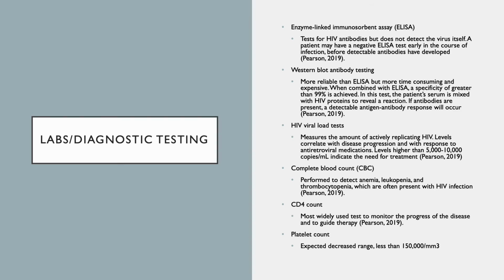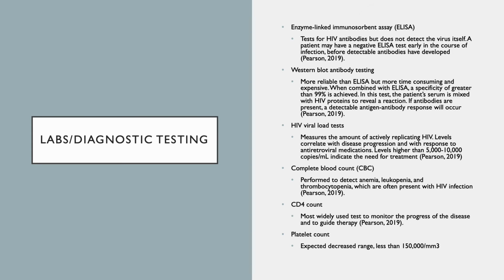Then we've got the Western blot antibody testing. This one's more reliable than the ELISA, but more time-consuming and more expensive. When you combine this one with the ELISA, a specificity of greater than 99% is achieved. In this test, the patient's serum is mixed with HIV proteins to reveal a reaction. If antibodies are present, a detectable antigen-antibody response will occur.